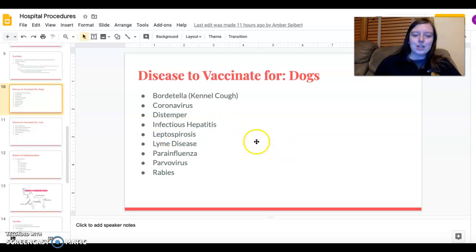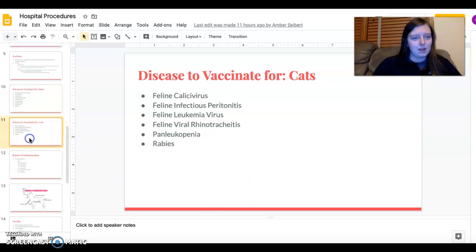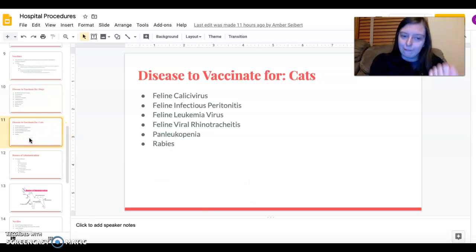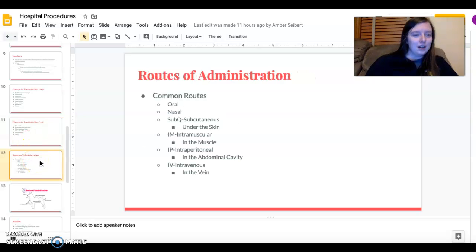Distemper, infectious hepatitis, leptospirosis, Lyme disease, parainfluenza, parvovirus, and rabies. Our cat vaccinations are going to be for feline calicivirus, feline infectious peritonitis, feline leukemia virus, feline viral rhinotracheitis, panleukopenia, and rabies. Oh my gosh, thank you for bearing with me through that because that was rough.